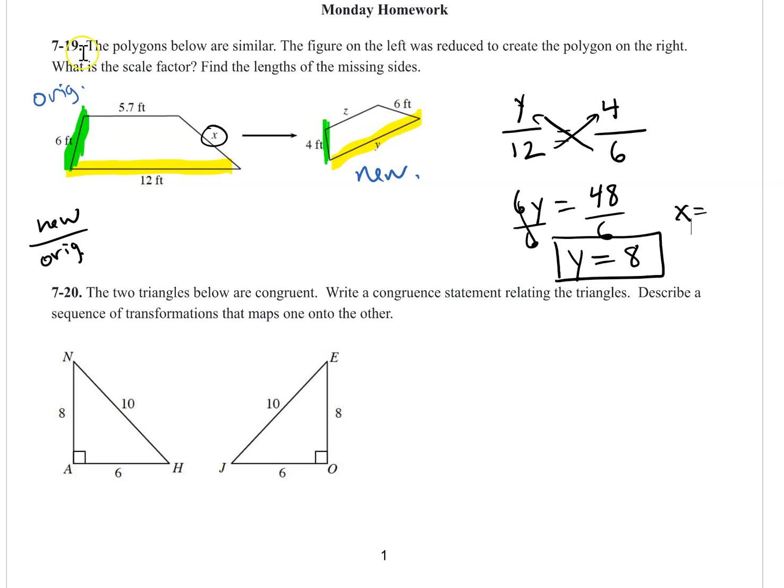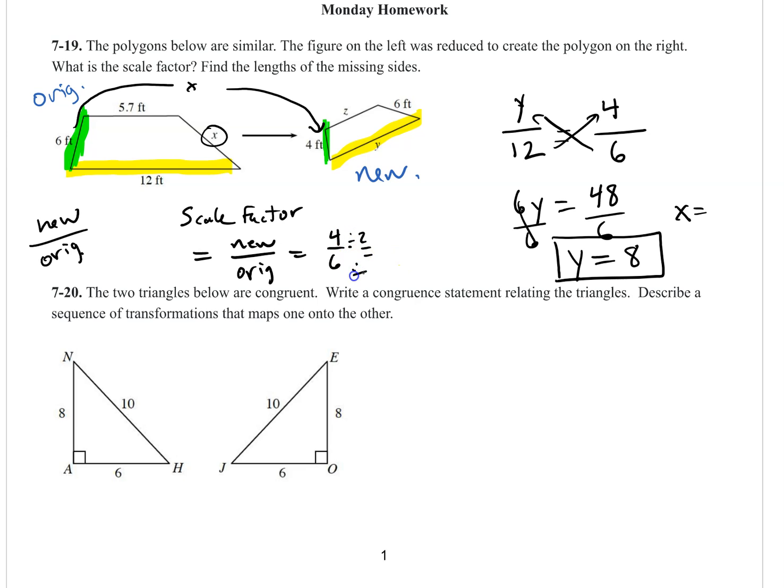One thing we do need to find is the scale factor. And the scale factor is 6 times what number gives me 4. To find the scale factor, all I need to do is divide a new side by its corresponding original side. So for example, 4 and 6 are corresponding, so 4 divided by 6 is 2/3. I can divide the top and bottom by 2. So the scale factor is 2/3.